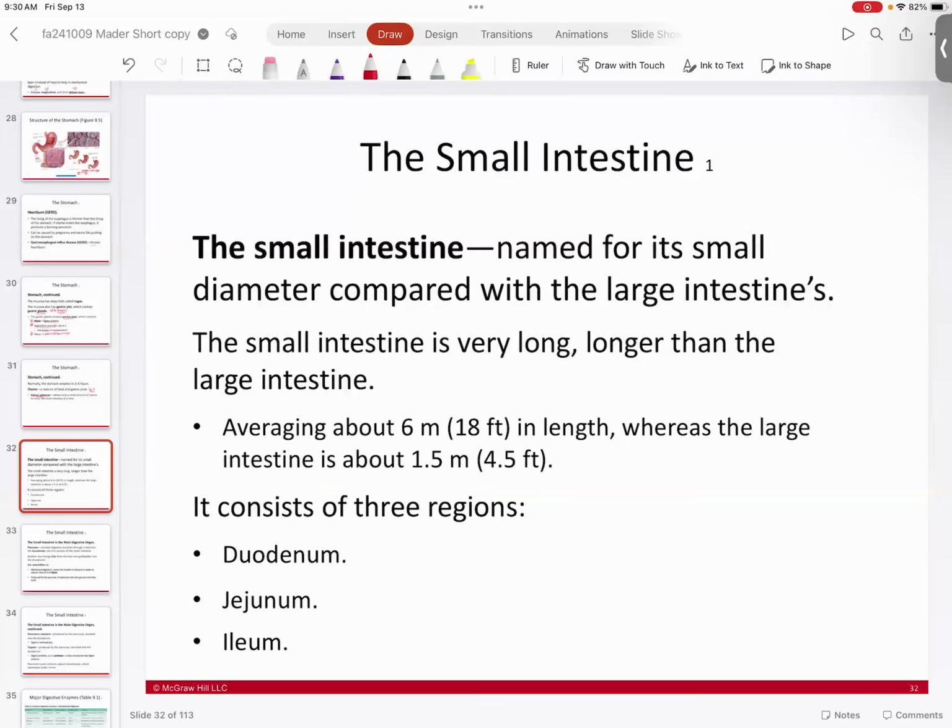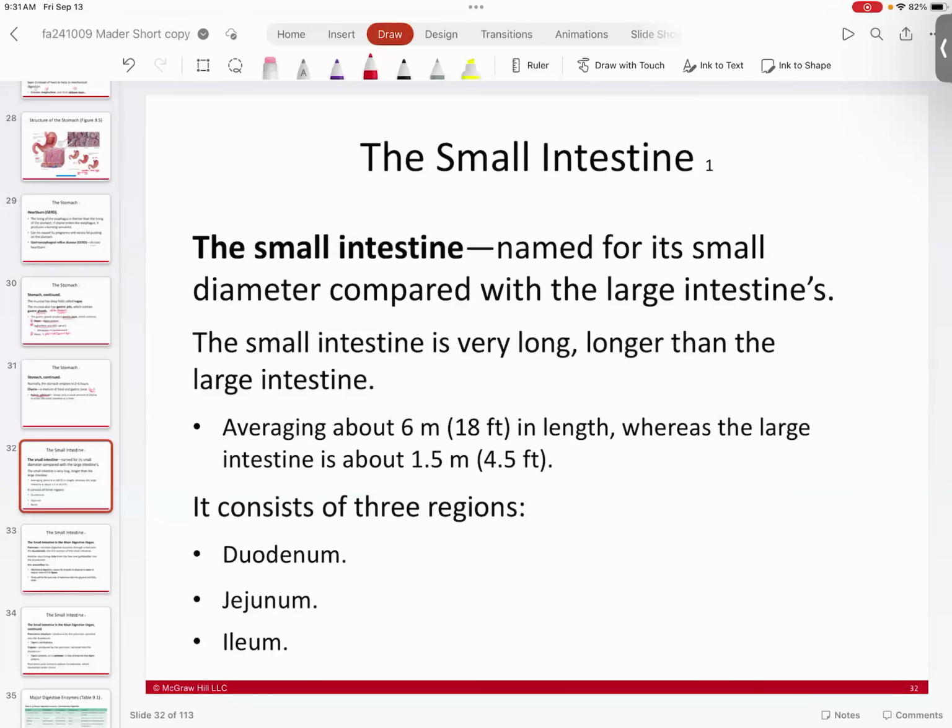Now let's take a look at the small intestines. Next stop, small intestines. It is named for its diameter compared to the large intestine. That's what we saw when we did dissections. The small intestines has a couple of major pieces. It's a very long organ, about 6 meters or about 18 feet. Still very, very long when you take a look at it.